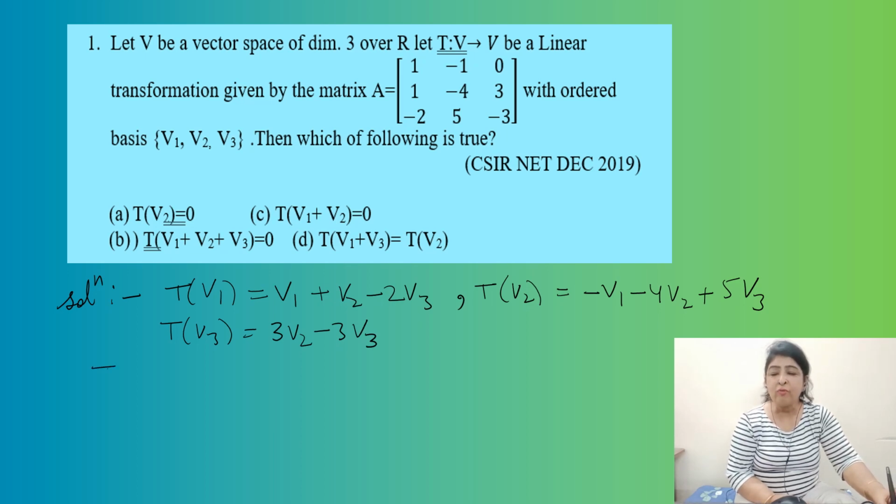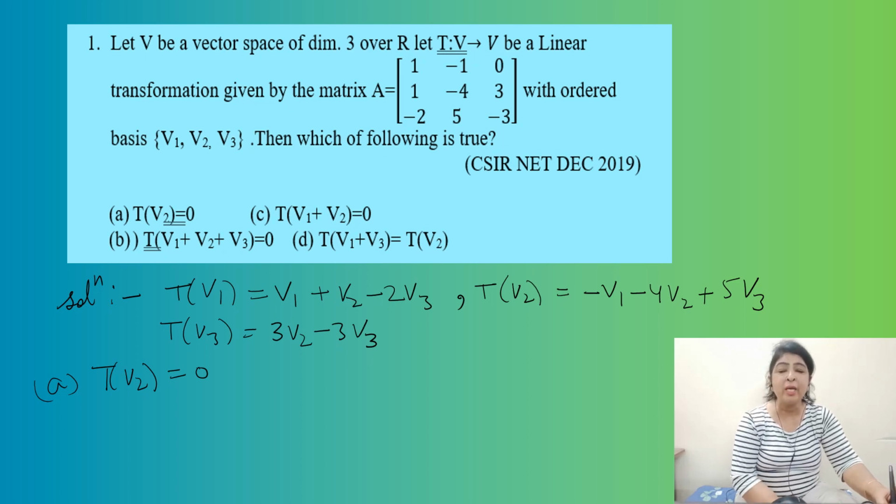First of all, we have to prove that T of V2 is 0. This is the A part. But you can see that T of V2 has some value. It's not equal to 0. So A is incorrect.